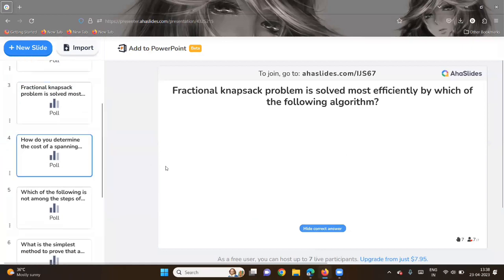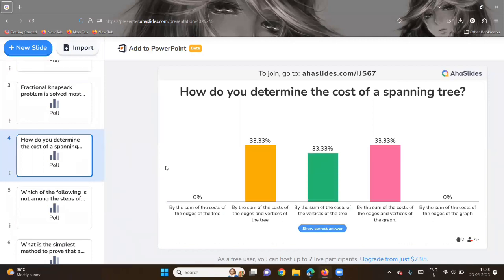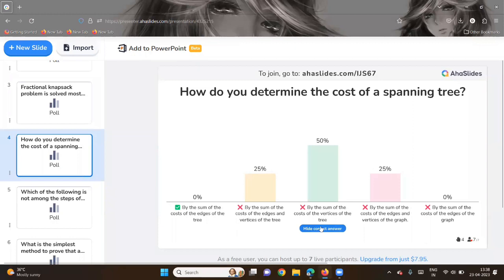Next question. How do you determine the cost of the spanning tree? By the sum of cost of the edges, by the sum of cost of the edges and the vertices, by the sum of cost of vertices. And the answer is option A, by the sum of cost of the edges of the tree.